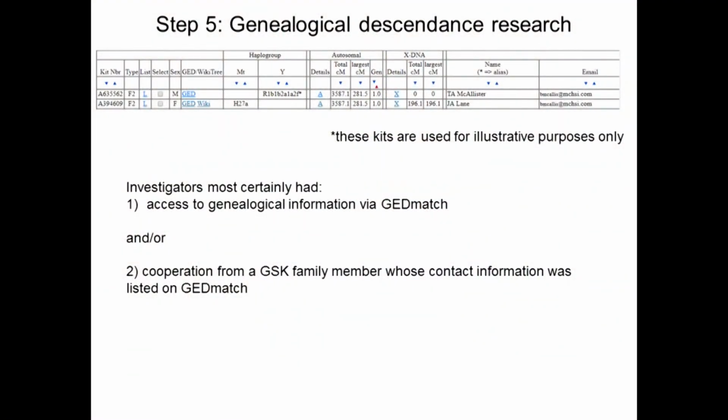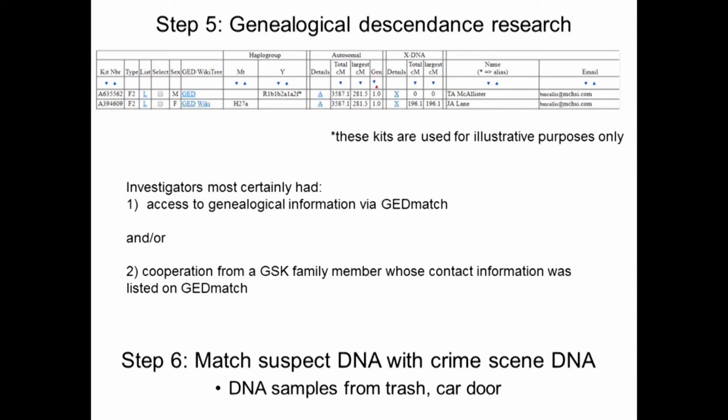But in the Golden State Killer case, the investigators very much likely had direct access to genealogical information or compliance from a family member. After you've identified a putative suspect, you can then get their DNA. And in this case, they retrieved a publicly discarded sample from DeAngelo, matched it, got the genotype information from it, and found that it was a match to the DNA from the crime scenes.